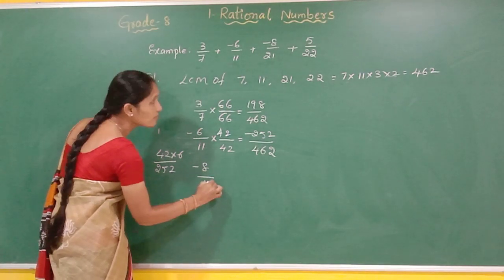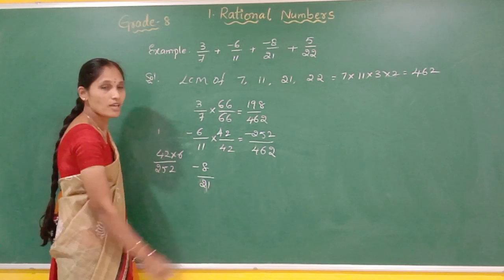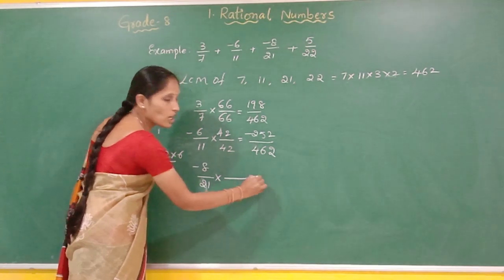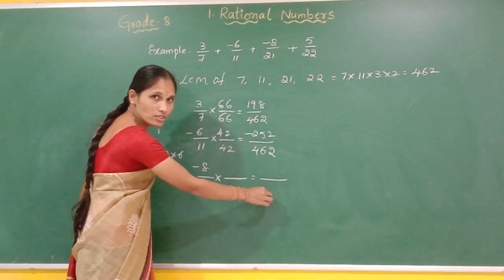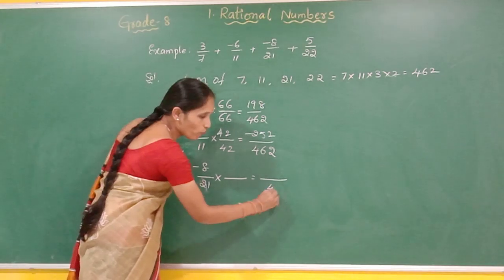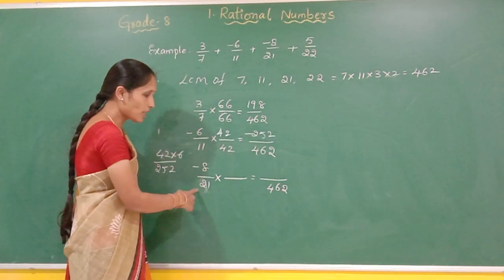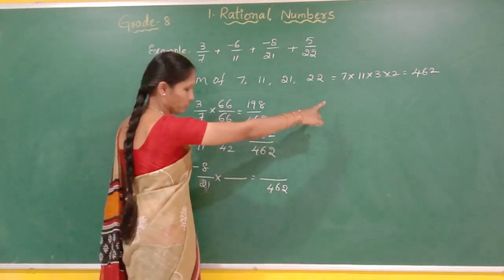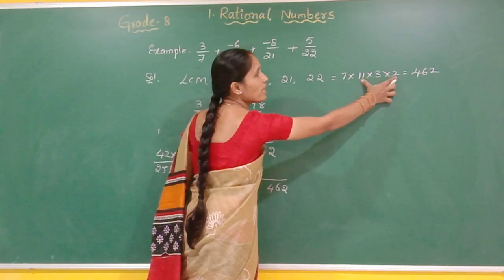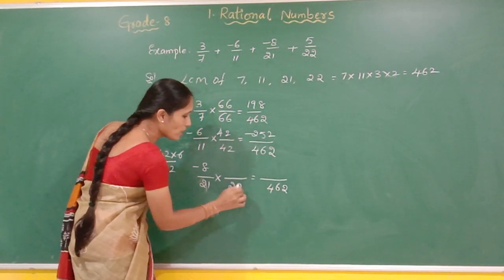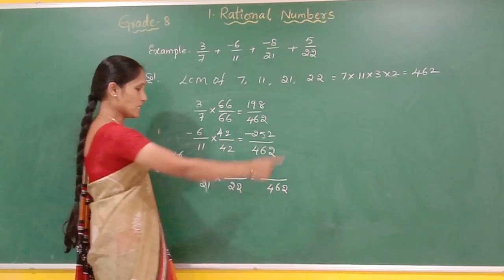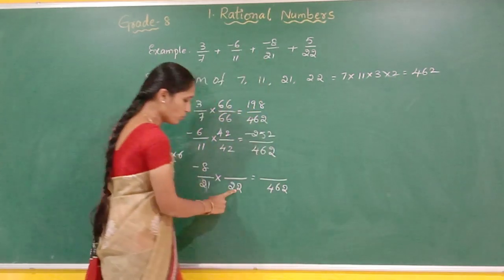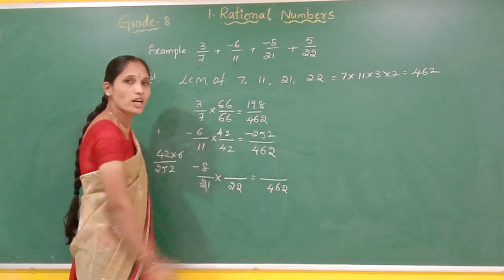Next, -8/21 is equal to an equivalent fraction. Denominator is 462. Tell me, by what number should we multiply 21 to get 462? 7 into 3 is 21. So the remaining numbers are 11 into 2, and 11 twos are 22. Okay. 21 into 22 is equal to 462.